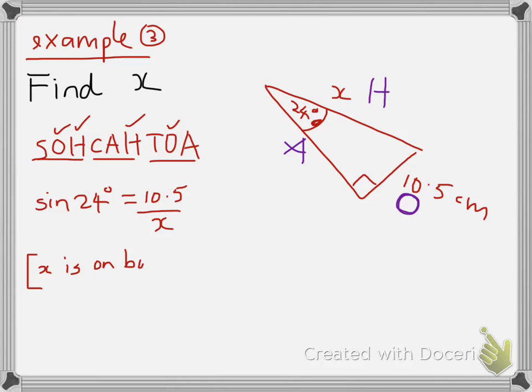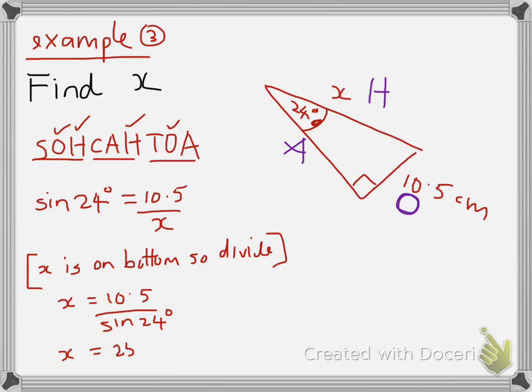Notice this time though that x is on the bottom of the fraction, so we need to divide to make x the subject. So x is 10.5, this time not times with, but divided by sine of 24. We calculate that by entering the information into our calculator, and we get 25.8 centimetres. And that's it.